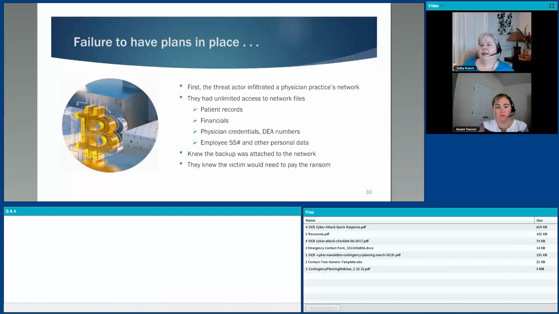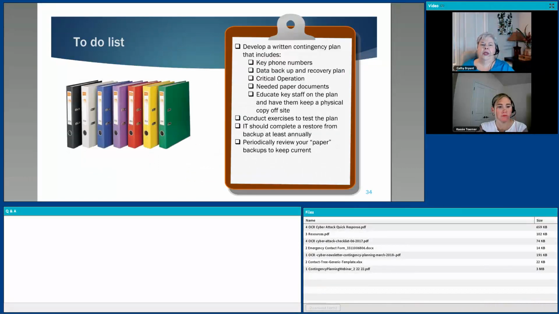So again, they're going to know if your financial situation is very good, they're going to ask for a higher ransom request than maybe a solo practitioner whose finances are not nearly as high as a large multi-specialty clinic. And then they're going to launch the ransom attack. And hopefully, you will have all the things in place that you need. So, here's your to-do list.